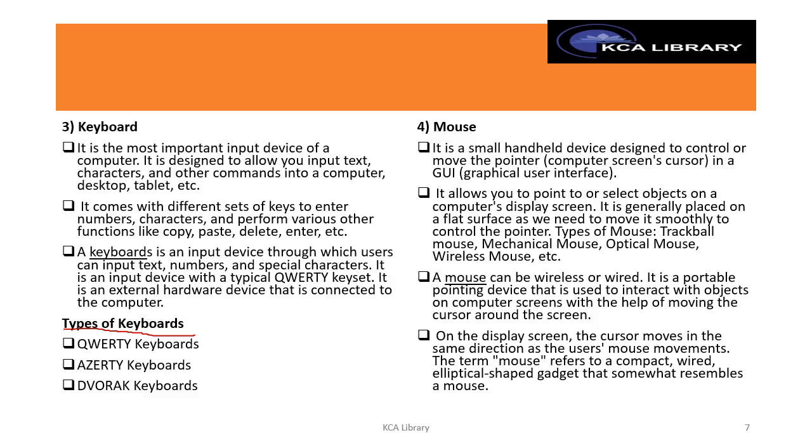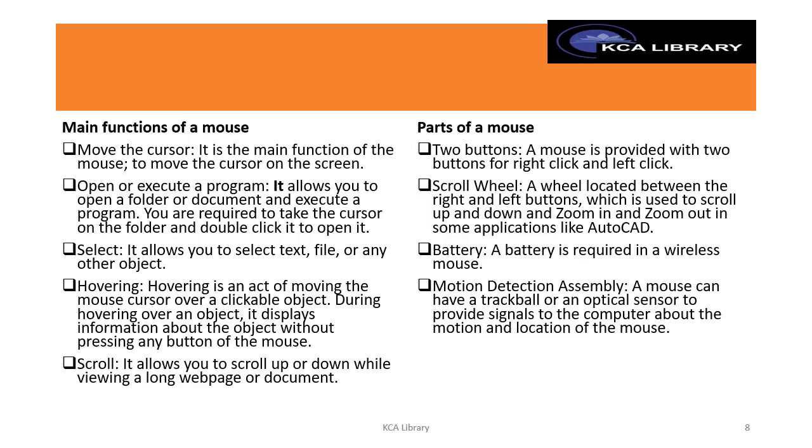So we also have the mouse. The mouse is basically a handheld device designed to control and move the pointer. This is the pointer. You can use the mouse to move the pointer or the cursor on the screen. Basically, these are the functions of a mouse. It is used to move the cursor, to open or execute a program.